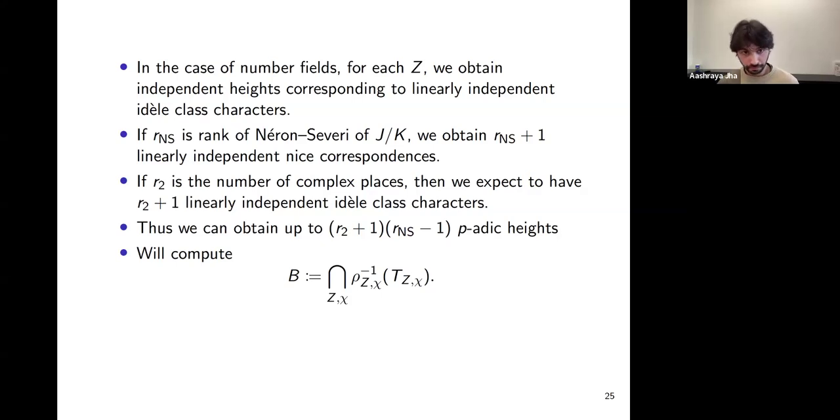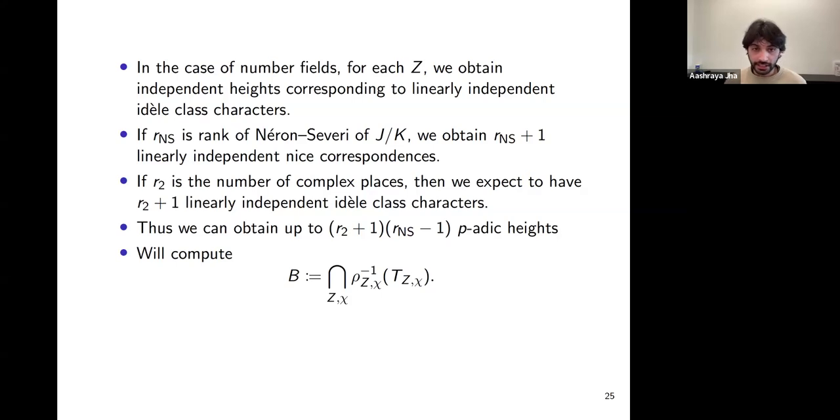Oh, there's a typo here. This should say RNS minus 1 in the second bullet point. But okay, how do we get these d heights? If we take the rank of Néron-Severi, then we get RNS minus 1 linearly independent correspondences, which will each give us a family of p-adic heights.